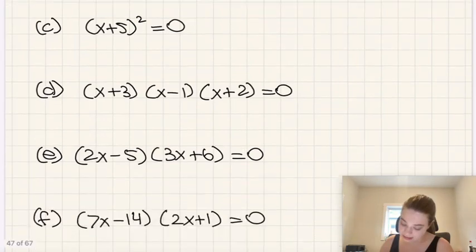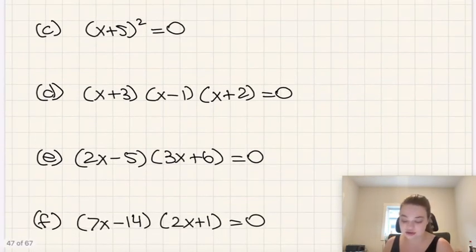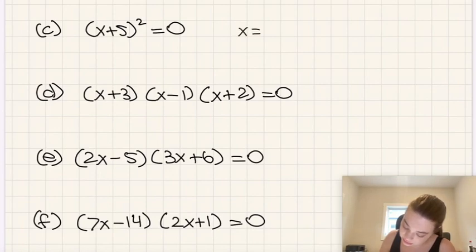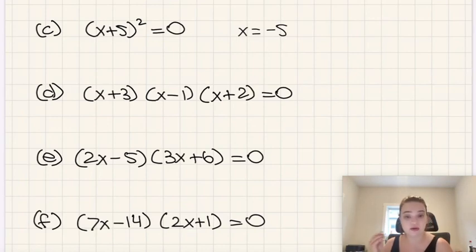For example C, we have x plus 5 squared is equal to 0. Now, in this case, there's actually only one answer, which is that x must be equal to negative 5. Because if we have negative 5 for x, then we end up with 0 squared equals 0. And as we know, that is true, right? And in this case, since we're just multiplying the same thing by itself, right, we're doing x plus 5 times x plus 5, there's not really a second answer here.